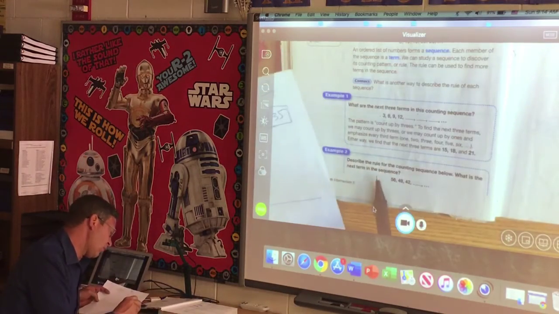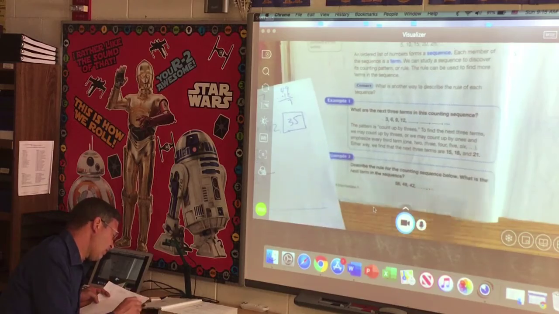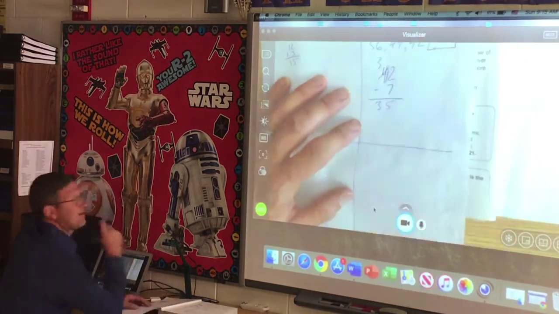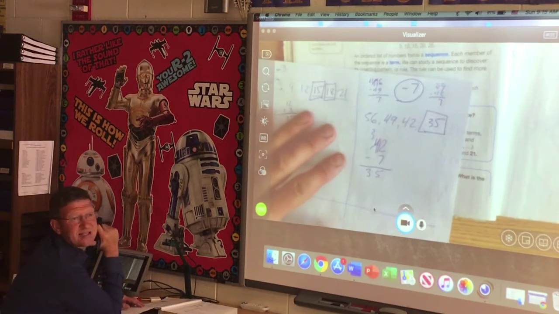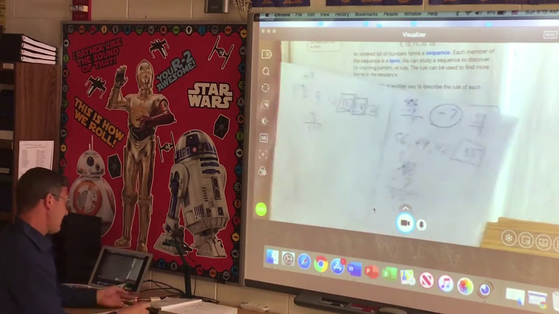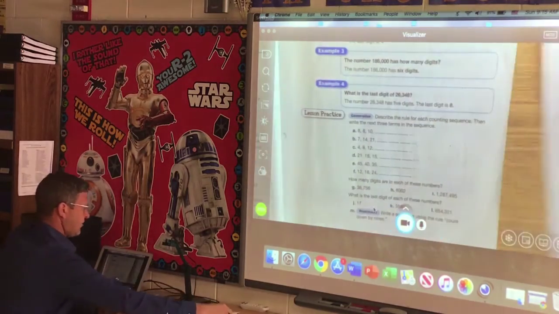It says describe the rule for the counting sequence, then what's the next term? So I got 2 answers. Describe the rule is minus 7. Now, the book wants us to write out subtract 7, but I'm good with you just putting minus 7. All right, now they got a little bit of extra they threw into this lesson.